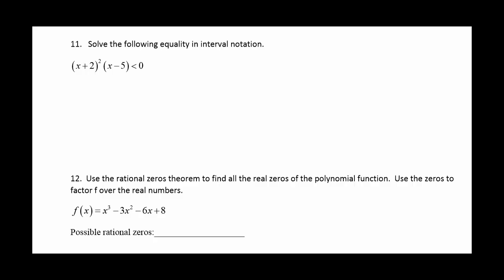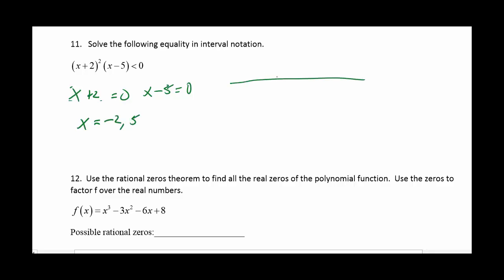In number 11, I'm going to solve the following inequality in interval notation. It's what's called a polynomial inequality. So for a brief moment, I'm going to take the factored form and set each of the factors equal to 0. So that tells me that it's -2 and 5.